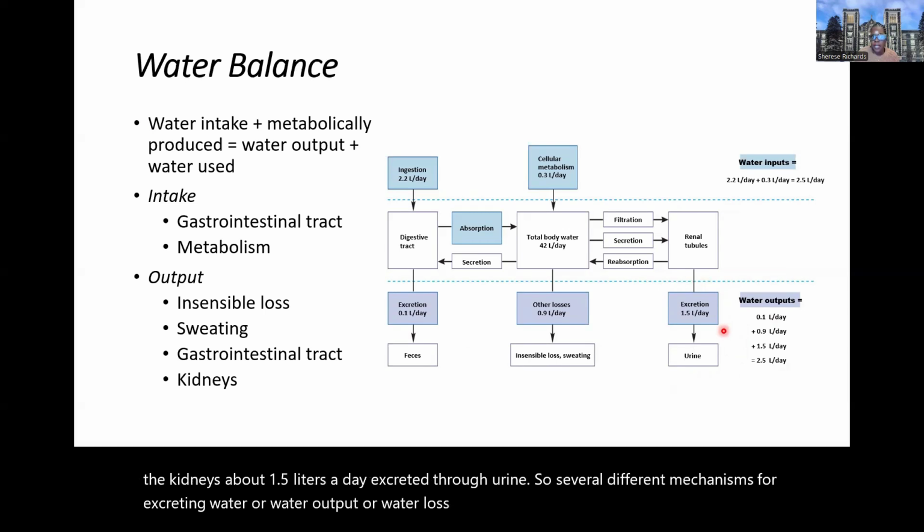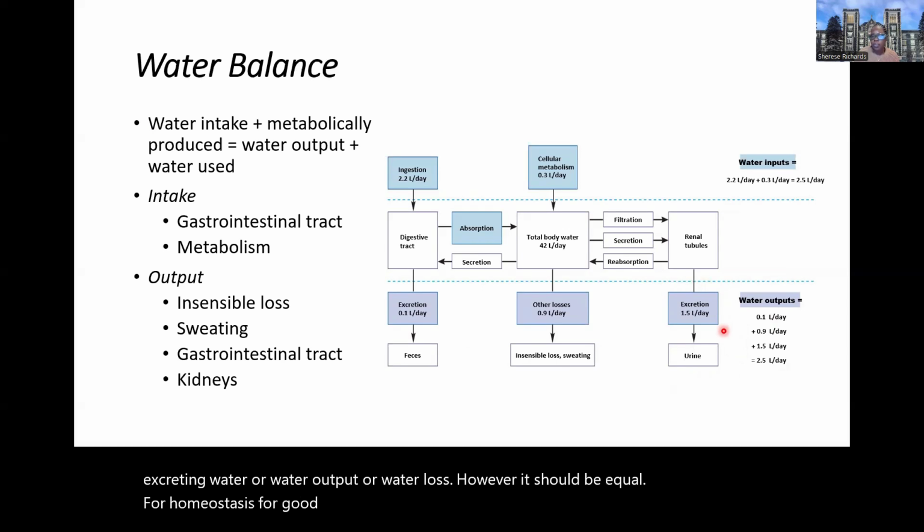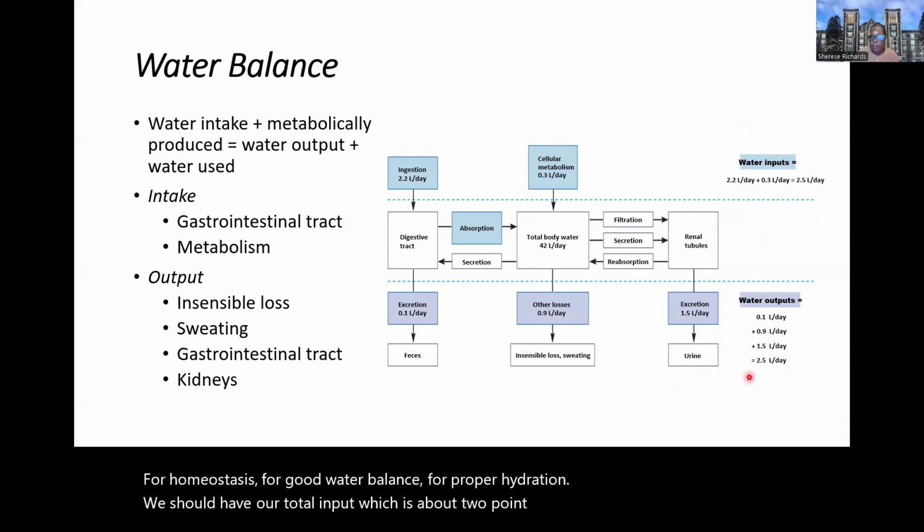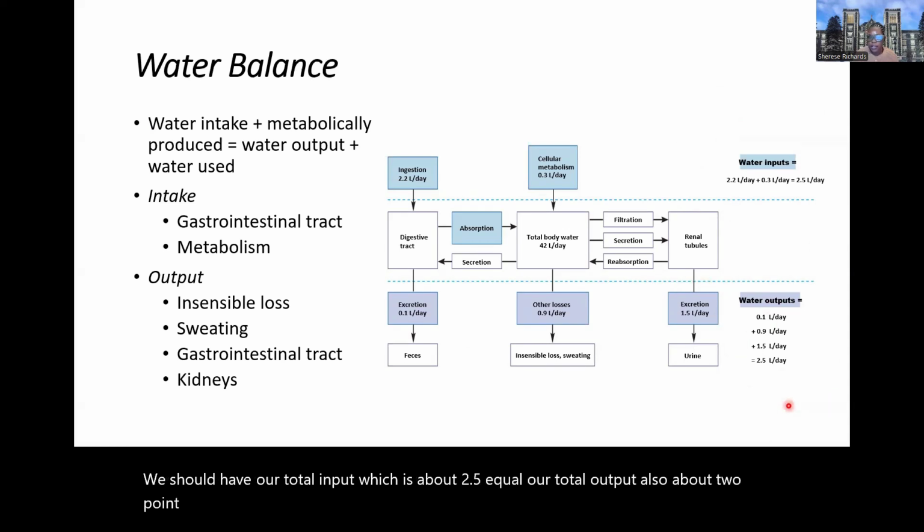However, it should be equal. For homeostasis, for good water balance, for proper hydration, we should have our total input, which is about 2.5, equal our total output, also about 2.5 through those various sources.